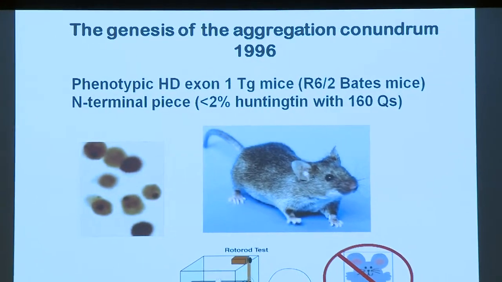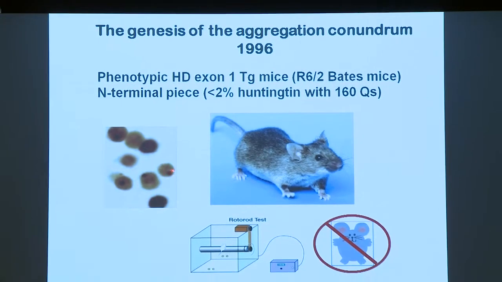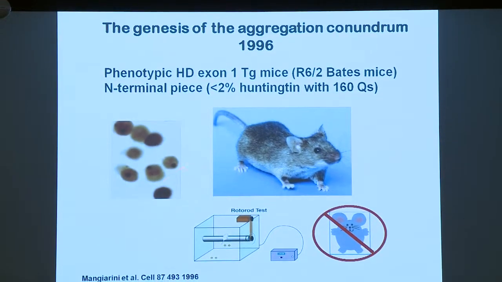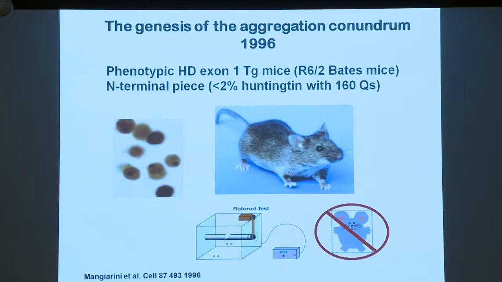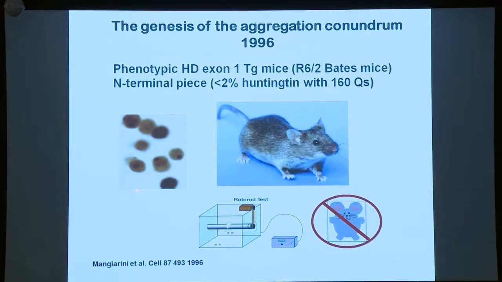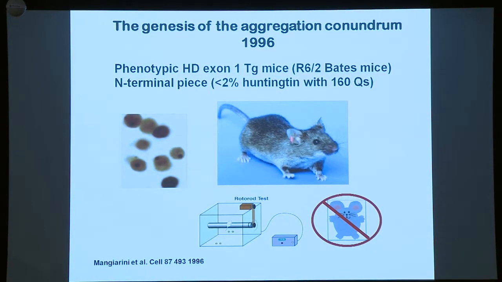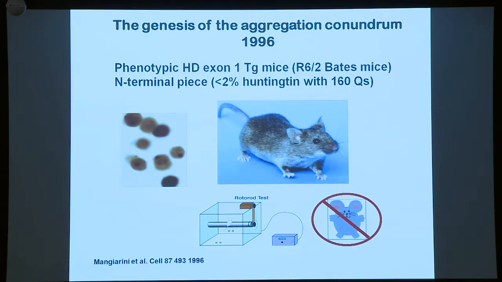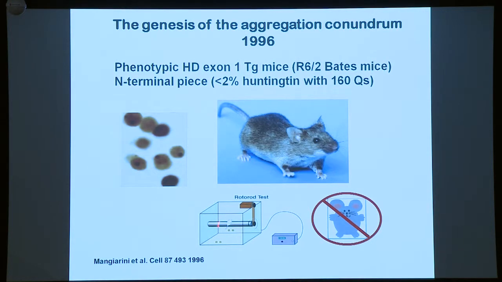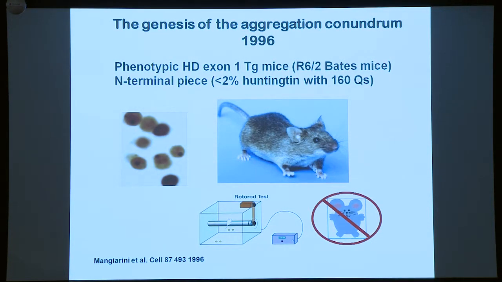That mouse was incredibly sick, developed aggregates in the nucleus of virtually every cell in the brain, and in fact many peripheral cells, was so sick by 13 weeks that the vets forced the investigators to sacrifice them because they felt it was cruel to keep them alive, and had a variety of tests prior to that that showed abnormalities.